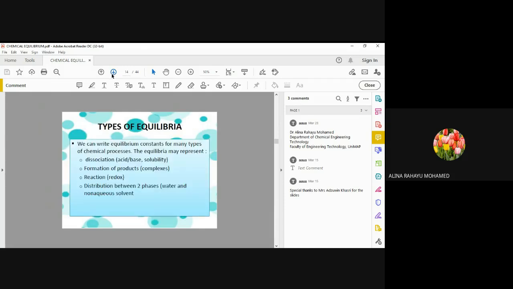So we have mainly the products. Okay, we can write an equilibrium constant for many types of chemical processes. The equilibrium may represent, number one, dissociation, acid-base or solubility, formation of products, complexation reaction, redox reaction, or distribution between two phases, water and non-aqueous phase. So there are actually several types of equilibria. This one you will go into in detail later on.